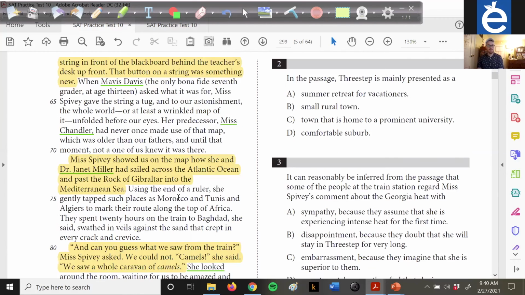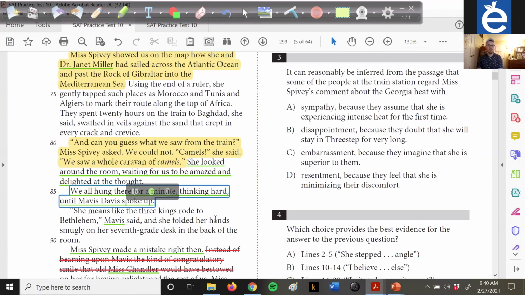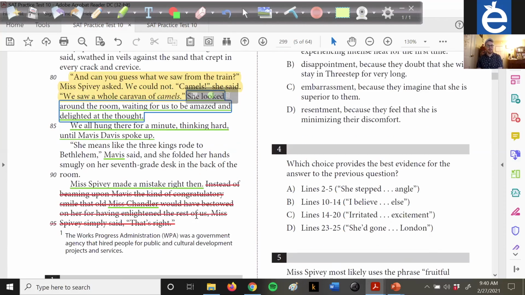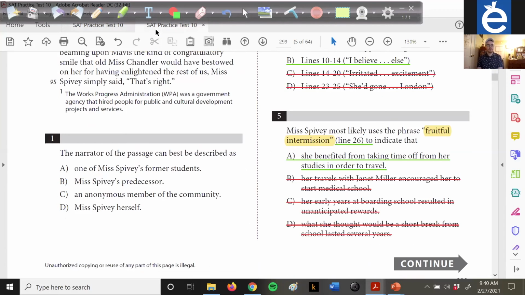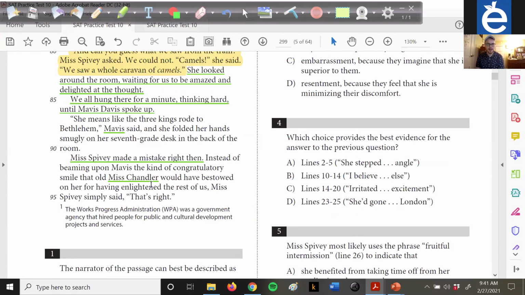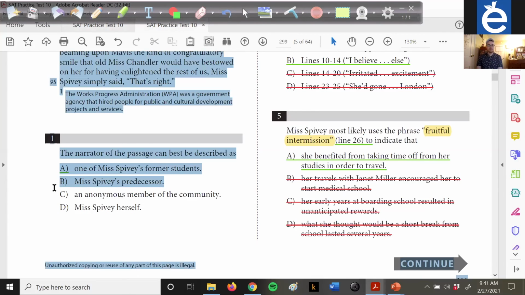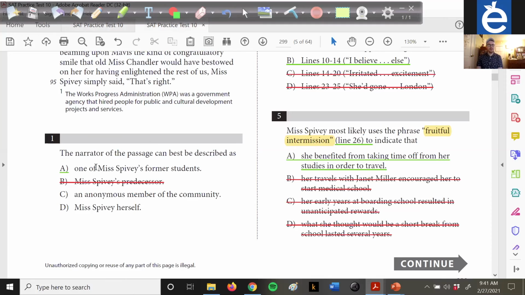We see it again here. We all hung there for a minute, thinking hard, waiting for us to be amazed. So whoever's giving this story is in the classroom as a student. One of Miss Spivey's former students, yeah, they are telling it sort of in past tense, so that might be the way to go. Miss Spivey's predecessor, well, no, that would be if the story were being told by the teacher that came before her, Miss Chandler here. Miss Chandler's not telling the story.